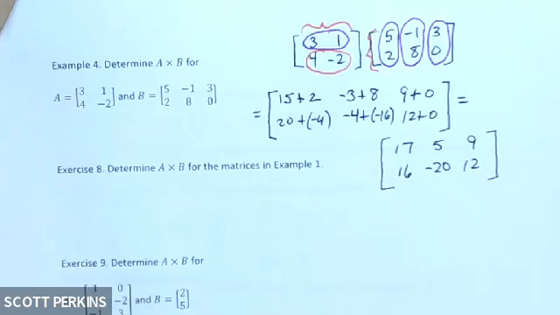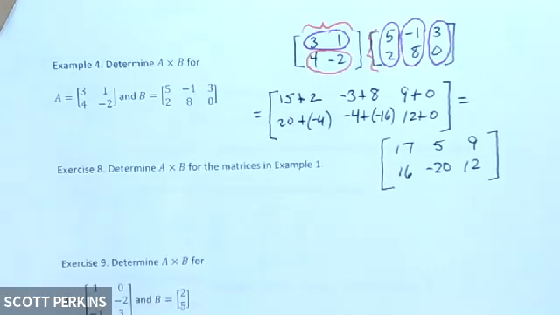All right, so the first one that you're going to endeavor to do all the way through, exercise 8, says go back to the first page, that very first example that I did of the two 2x2 matrices, and multiply those together.